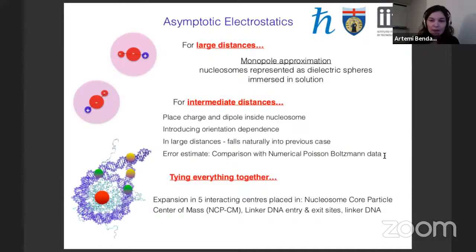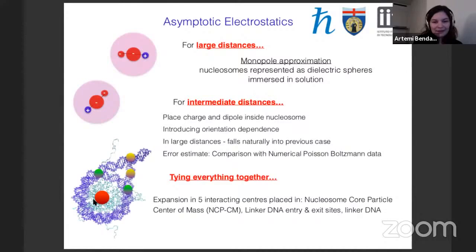And since we have numerical data, we can also estimate how feasible this approximation is. So finally, where this project is going to go, even though I'm finishing my PhD, in the future, what's going to happen is that we want to develop a custom ultra coarse grained force field for chromatin. So we want to expand everything into 5 interacting centers.